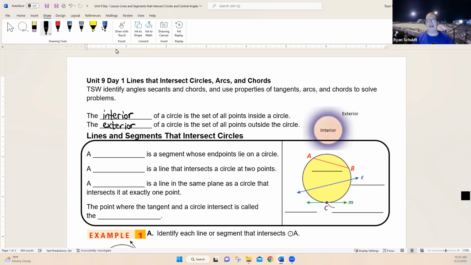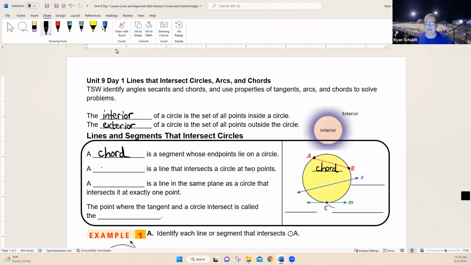So let's look at some lines and segments that intersect a circle. The first one we have is a chord. It's a segment whose endpoints lie on the circle. So if we look at our picture here, AB is considered a chord. Segment AB is a chord. Those endpoints are on the edges of the circle. So AB is a chord.